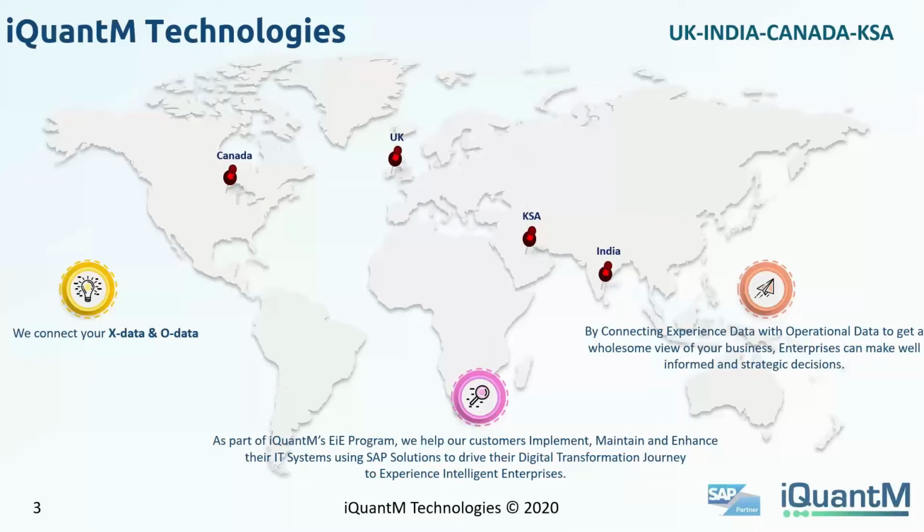iQuantM Technologies is a humble startup with great ambitions. We are headquartered in the United Kingdom with offices in Canada and the Kingdom of Saudi Arabia. We also have our offshore delivery excellence center in India to help our customers reduce cost by promoting a viable offshore-based implementation and support model. With our Experience Intelligent Enterprise program, we aspire to help our customers around the globe connect their X data and their O data using SAP innovations and solutions, X data being experience data and O data being operational data.